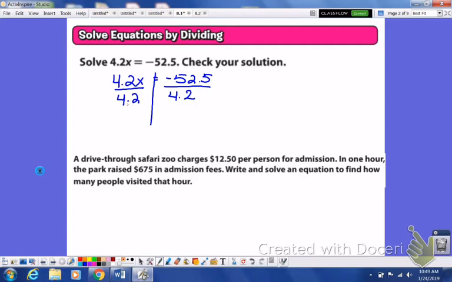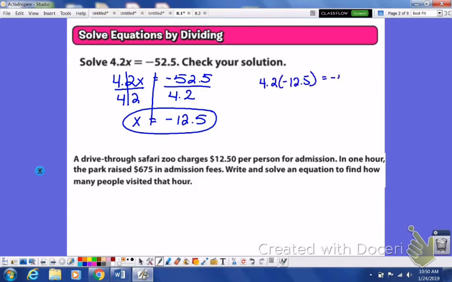4.2 divided by 4.2 is 1. So 1x, which is just x, equals negative 52.5 divided by 4.2 gives us a negative 12.5. Make sure you watch your signs. So negative 12.5. And if we wanted to check that, that just means that we are going to substitute it. So 4.2 times negative 12.5 equals negative 52.5. Well, if we put this in our calculator, you'll see that 4.2 times negative 12.5 is, in fact, negative 52.5. Equals negative 52.5. That is a true statement, so checked out.